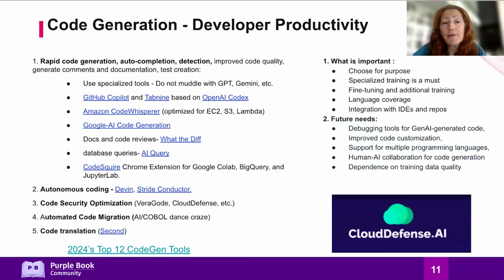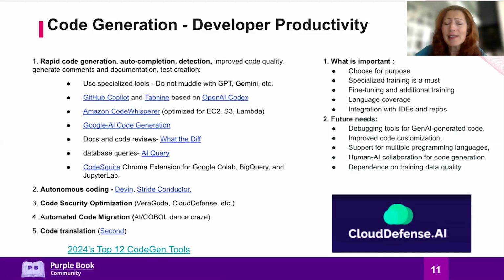Then you have automated code migration. This, I think my colleagues used to call it the AI COBOL dance craze, right? And I know IBM has some offerings in this. I don't know how much they work, but then, or you're maybe looking directly for code translation, which Diffblue might be another good tool for you if you're just rewriting code or reformatting code, right? So this choose for purpose is very, very important here.